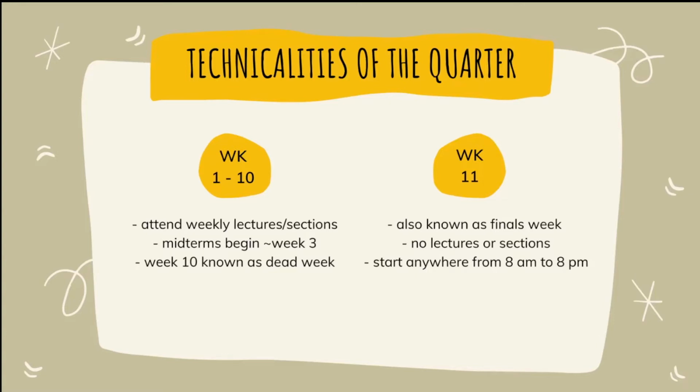And a part of this, you'll have midterms all throughout the quarter. So sometimes a midterm can come as early as week 3. Sometimes it can happen in week 5, as late as week 7 or 9. It really depends on the way the professor decides to lay out the quarter.